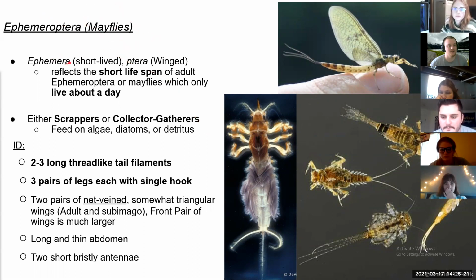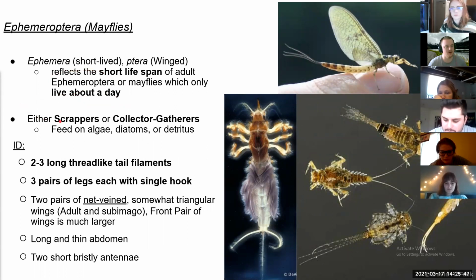Ephemera is Greek and it means short-lived. Ptera means wings or winged. And this reflects the short lifespan of adults. So the adult Ephemeroptera generally hatch in the spring or summer, pretty much all at once, and make pretty large swarms, and they only live about a day.